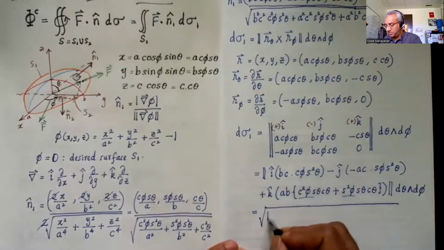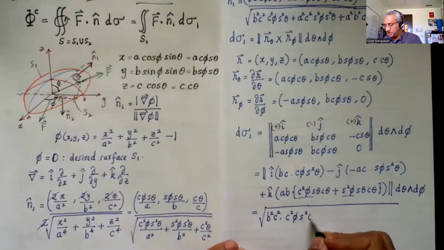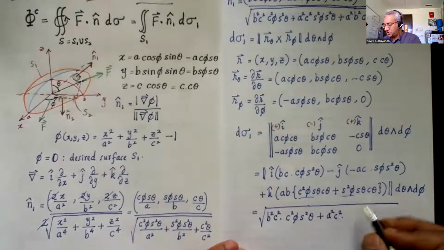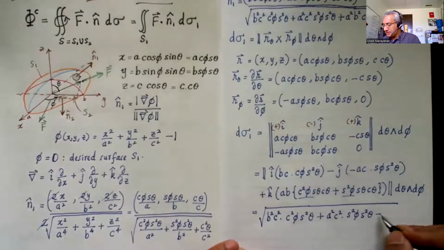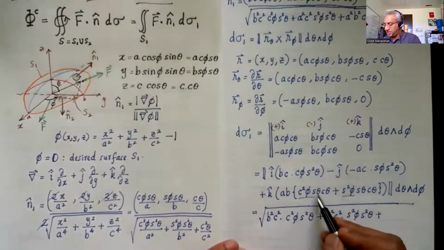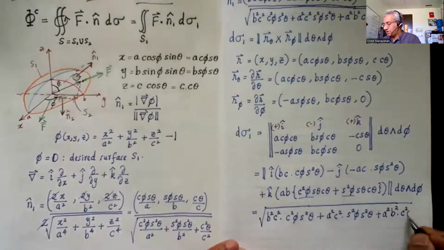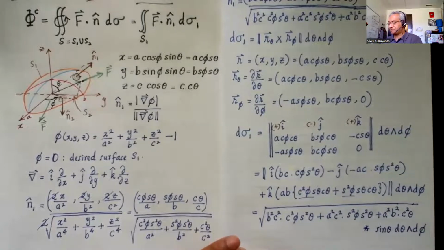And so I'll get b squared c squared cosine squared phi sine squared theta plus a squared c squared times sine squared phi sine squared theta. Remember, there's only sine theta here because I've taken a sine theta out. And then over here, the sine theta is gone. So I only have cosine theta left. So I get a squared b squared times cosine squared theta times sine theta d theta wedge d phi. That's the sine theta I took outside.